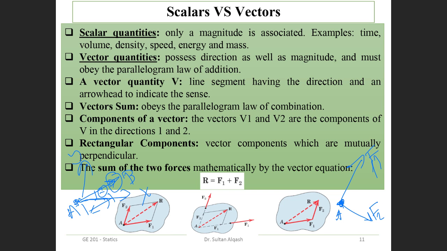Right? So I need to do a parallel for that one, for F1, and a parallel for this one, and then I can find the resultant. Right? So, the resultant force, and this is how you calculate it.